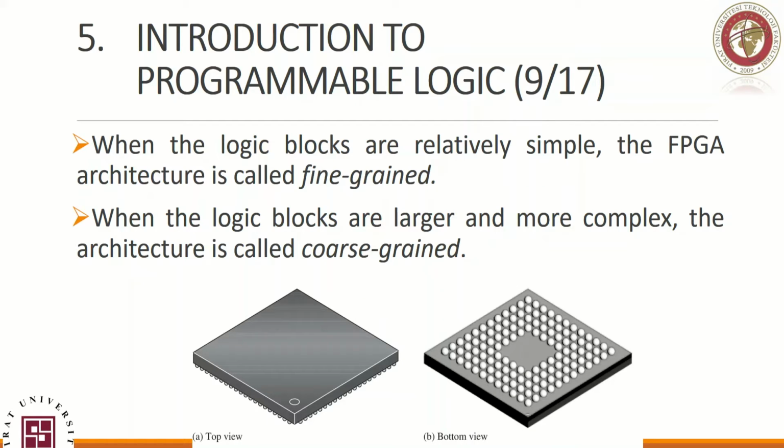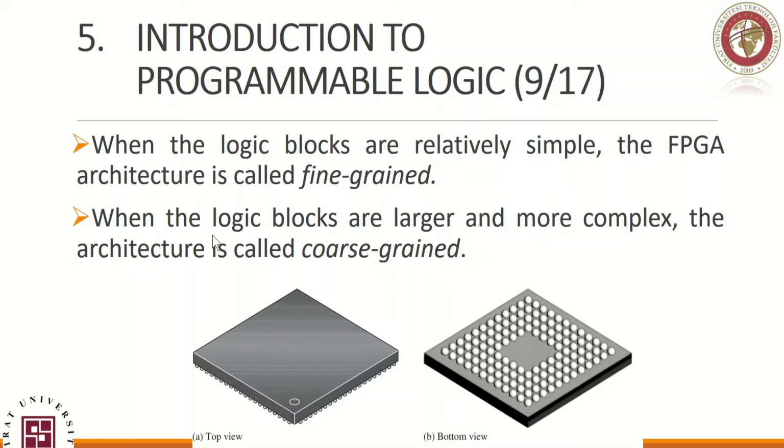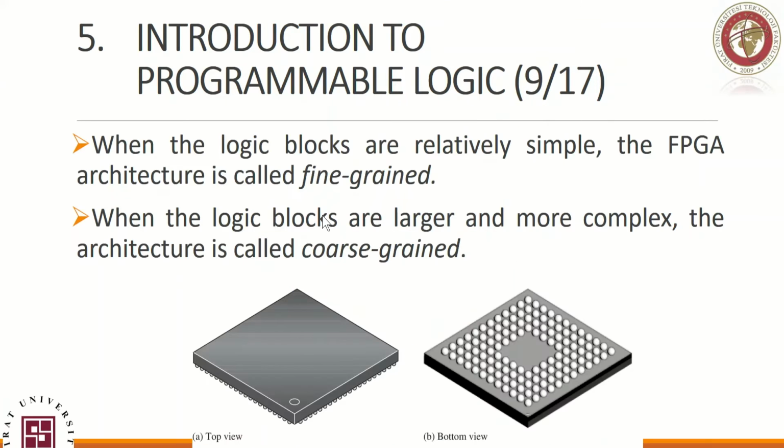Now we have two main types of FPGAs. The first one is when we have a simple architecture, where these blocks are relatively close and simple. We call them fine-grained. Fine-grained means they are close to each other and their composition is simple. If these blocks are large and a bit far from each other, then in that case we call them coarse-grained.